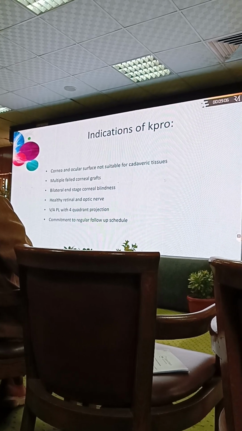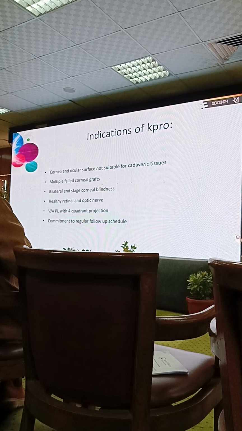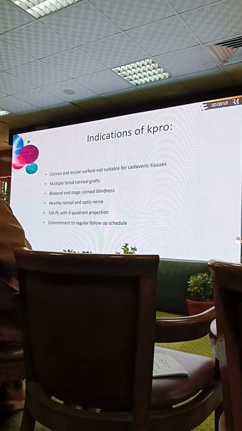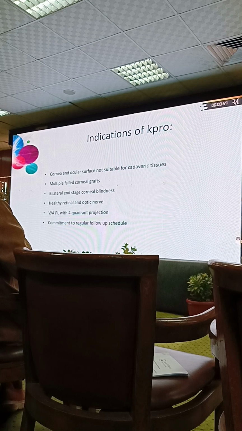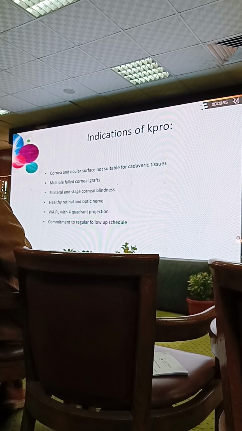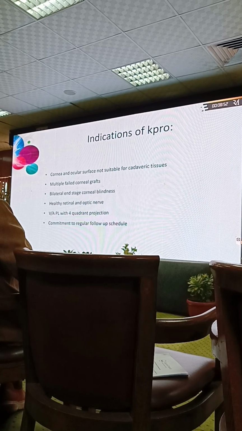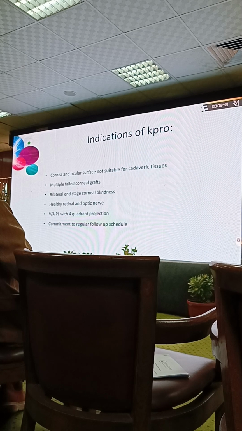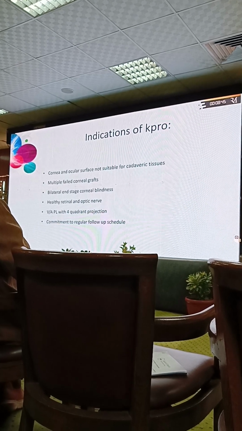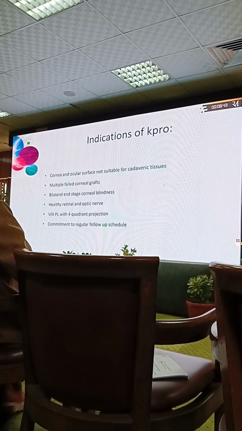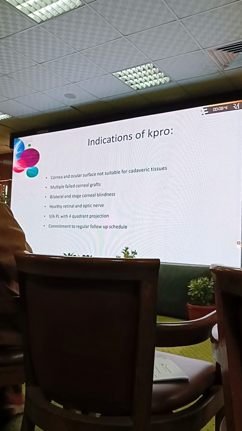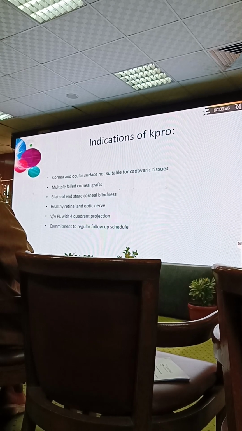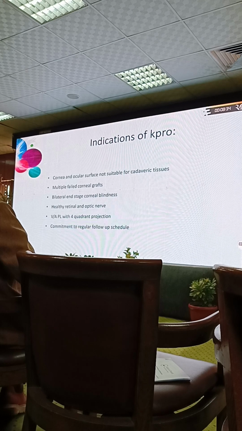In these cases, we do the keratoprosthesis. So the indications of keratoprosthesis are: the cornea and the ocular surface are not suitable for cadaveric tissues, there are multiple failed corneal grafts, bilateral end-stage corneal blindness, and you should have a healthy retina and optic nerve. Visual acuity should be PL with 4-quadrant projection, and the patient should be committed to a regular follow-up schedule.